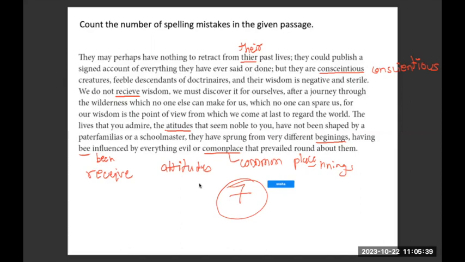Okay, 7. Has everybody received 7? Yes, great. All right. Paterfamilias. I think that's a word, but let me check it once. Yeah, paterfamilias is a word. It means the male head of a family or a household, or a schoolmaster. So that's correct.